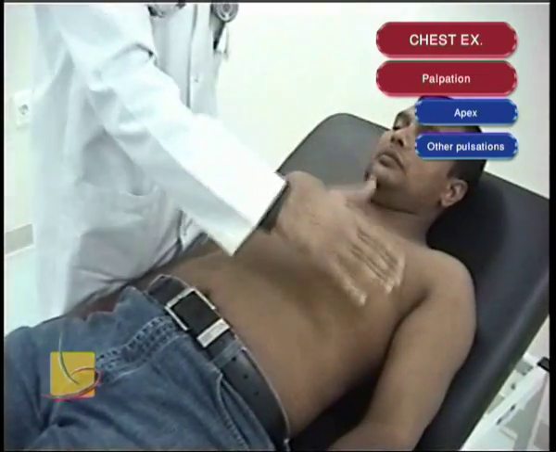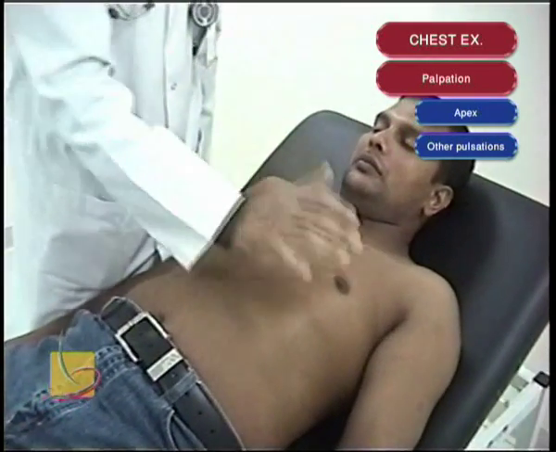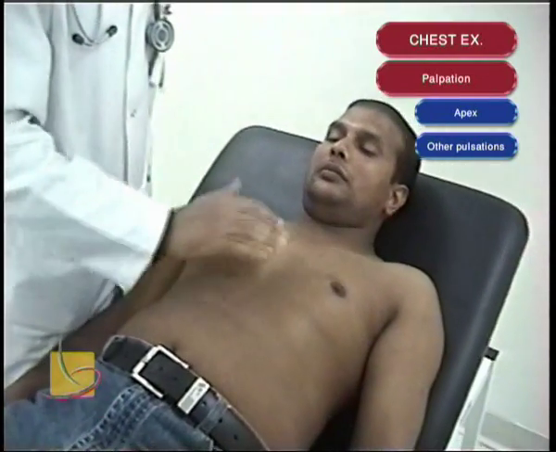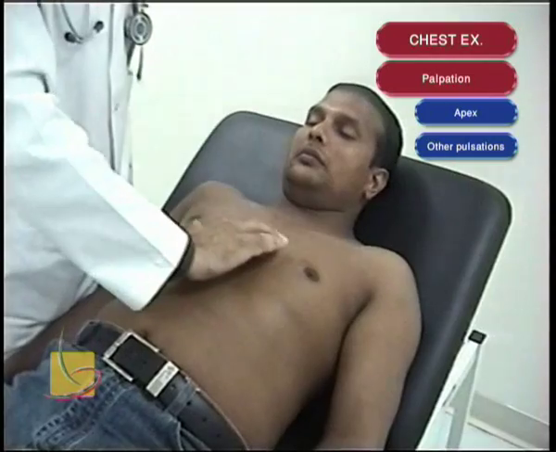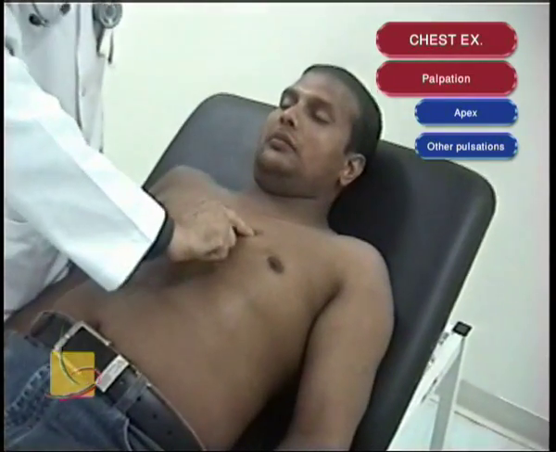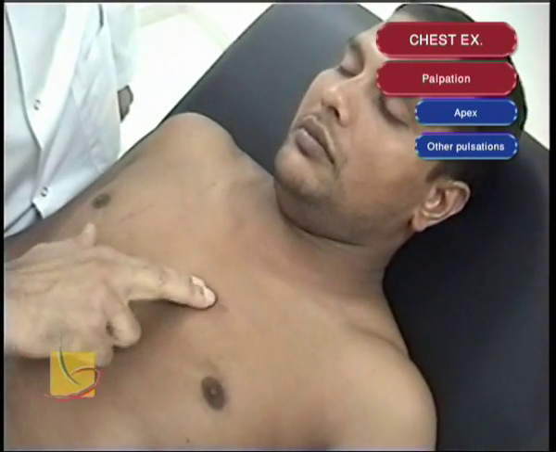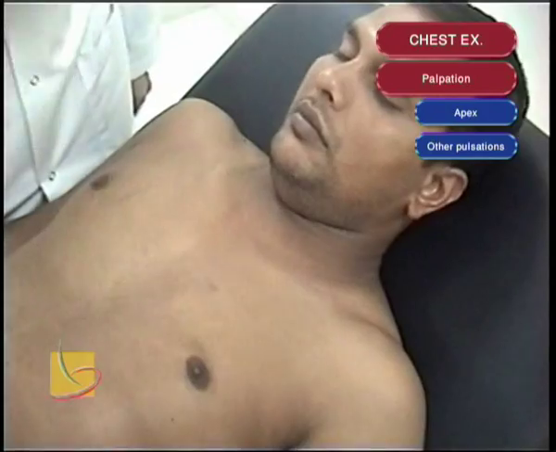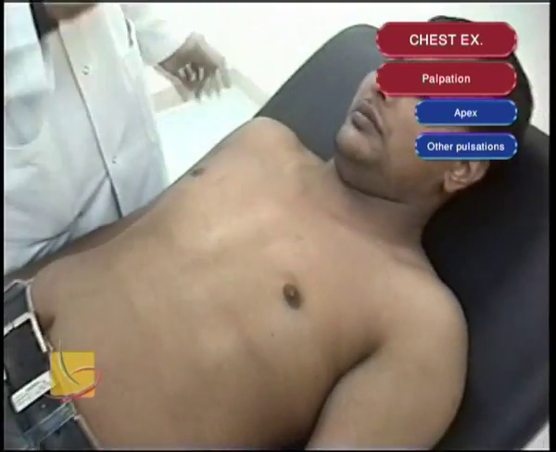So I finish this palpation of the apex, then other pulsations including the left parasternal and the epigastric pulsations, and then again feel for the sternal angle and put your two fingers in the left second intercostal space. If you feel pulsations in this area, left second intercostal space, this means that this patient has pulmonary hypertension.